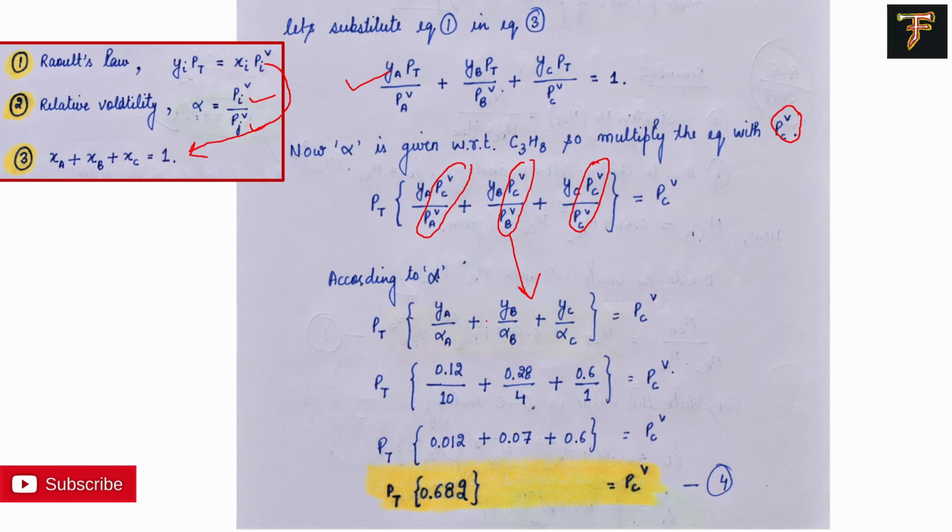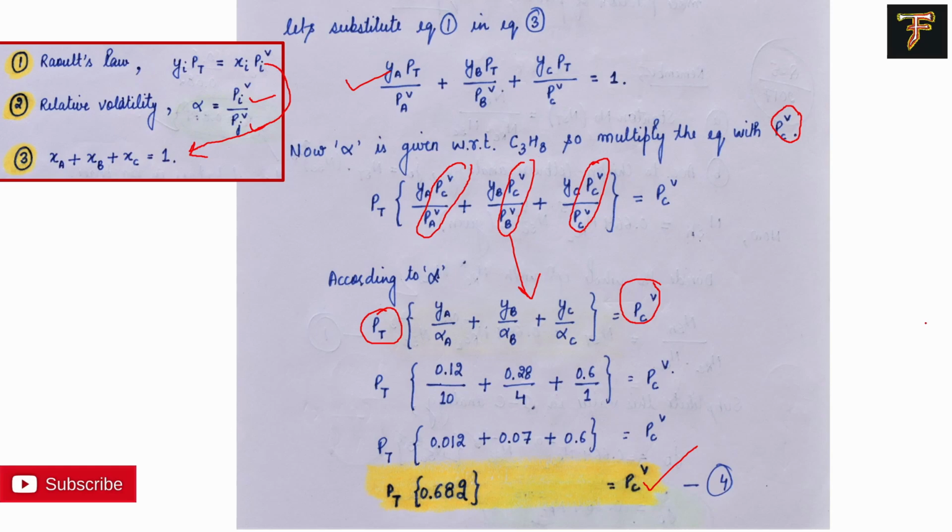Once you solve this equation, we have already taken the total pressure outside, and we have the vapor pressure of propane on the right side. If you solve it, you will finally end up with this equation, because we already know YA, YB, YC, alpha A, alpha B, and alpha C. You can easily solve and reach this equation. Still, we are not near the composition in the liquid phase.